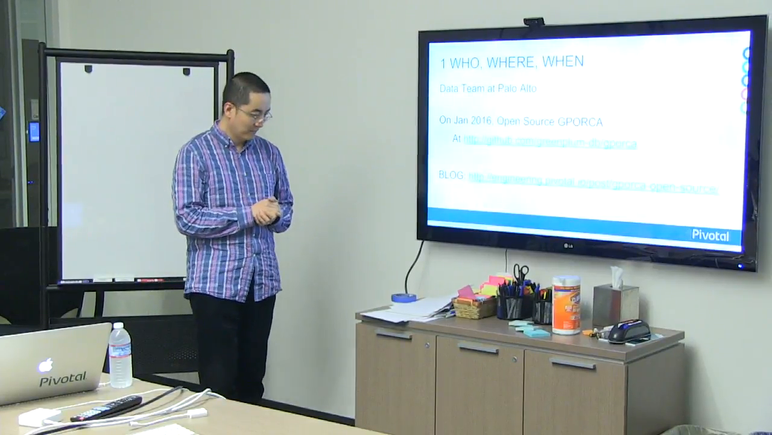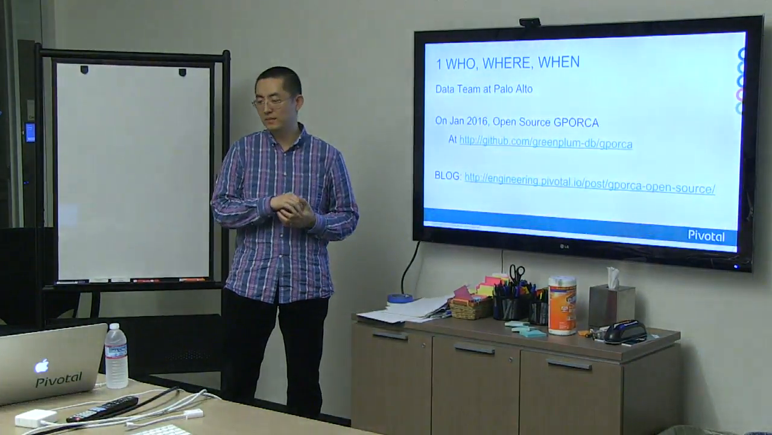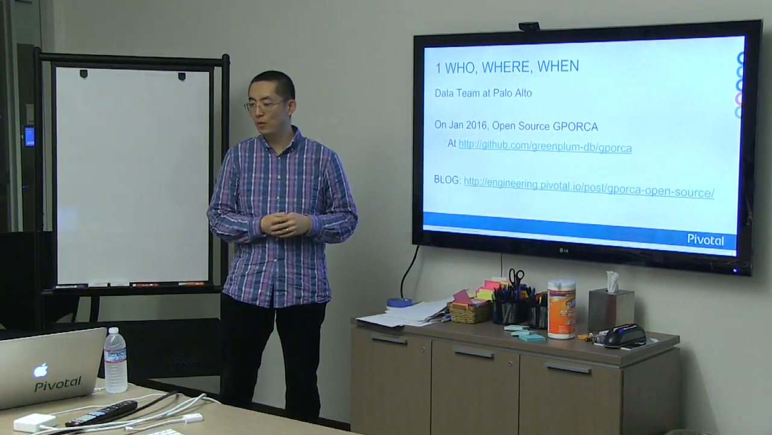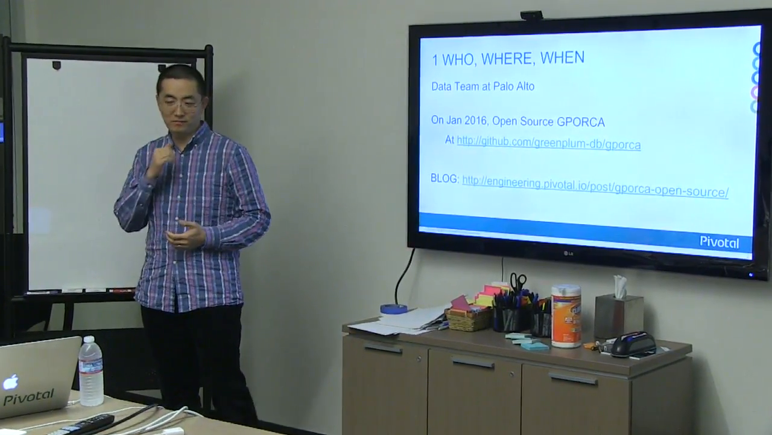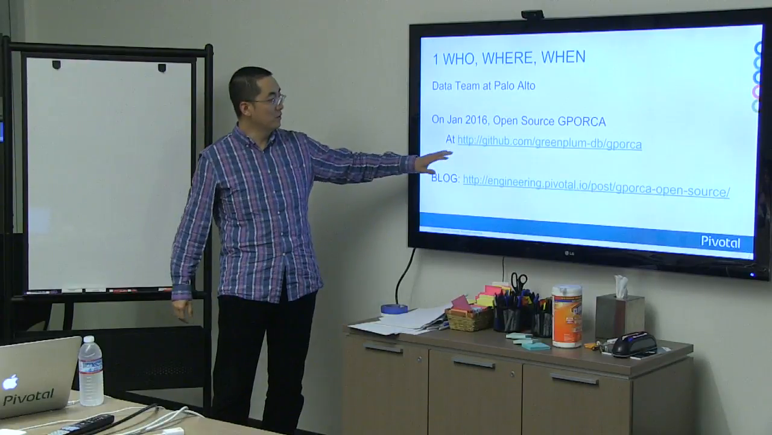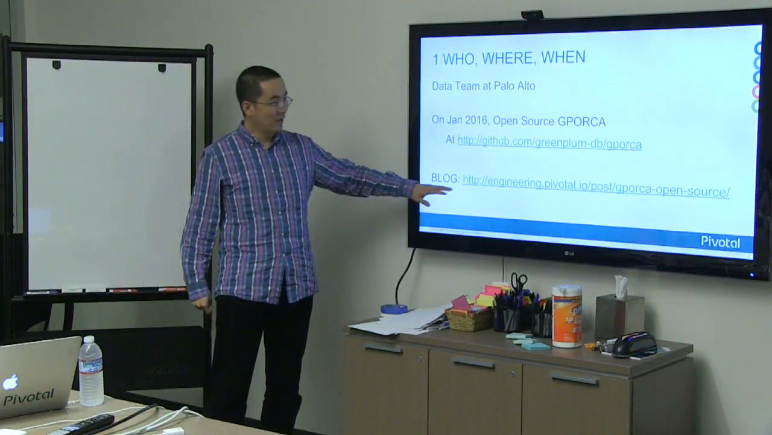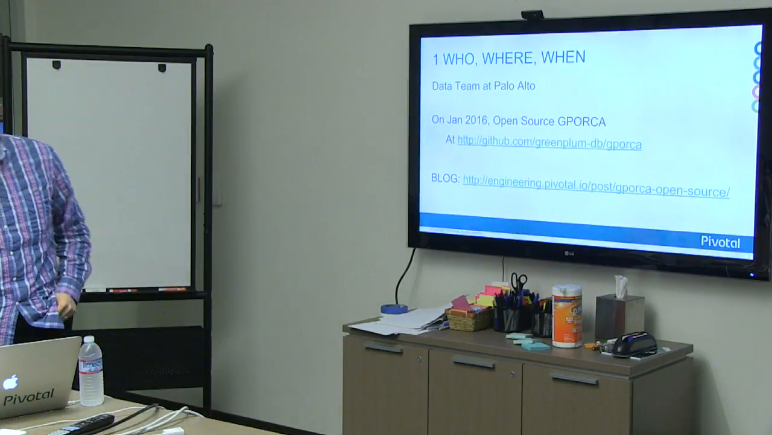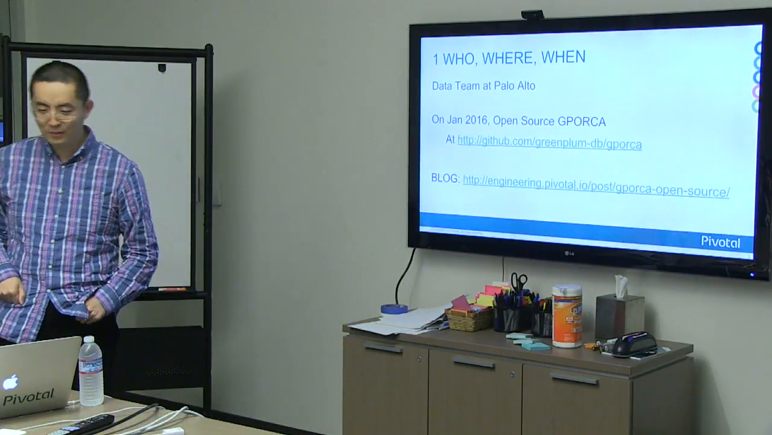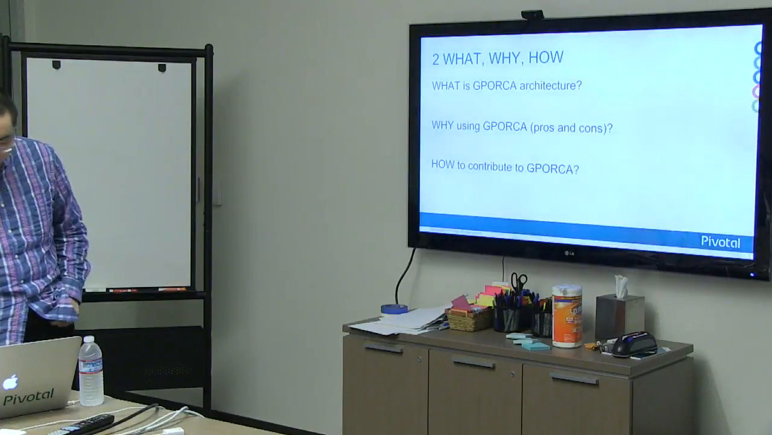Basically, the GPORCA project is done by the data team in Palo Alto. We open sourced it in January 2016, and the location for the open source is on GitHub. You can go there and find the original blog where we announced to the world the first, and so far still the only, open source query optimizer.